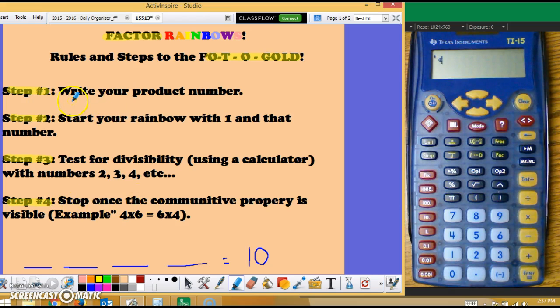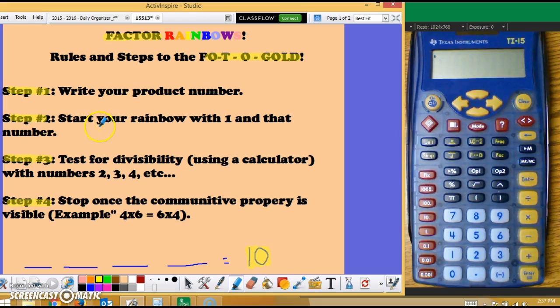Step 1 is writing your product pot of gold number all the way on the right-hand side. The reason I put it on the right-hand side is because we typically read math problems from left to right, and our pot of gold is going to be all the way here on the right-hand side. So in our example here, we're going to say that we're looking for all of the factors of 10. If I'm following step 1, I simply take the number 10 and I put it all the way on the right-hand side with an equal sign.